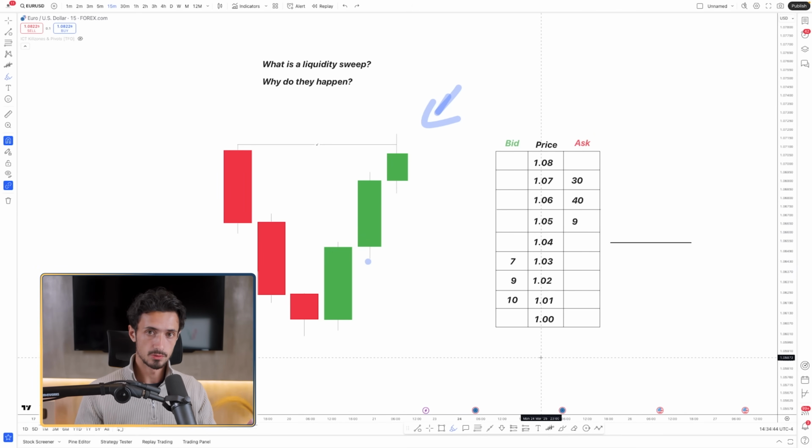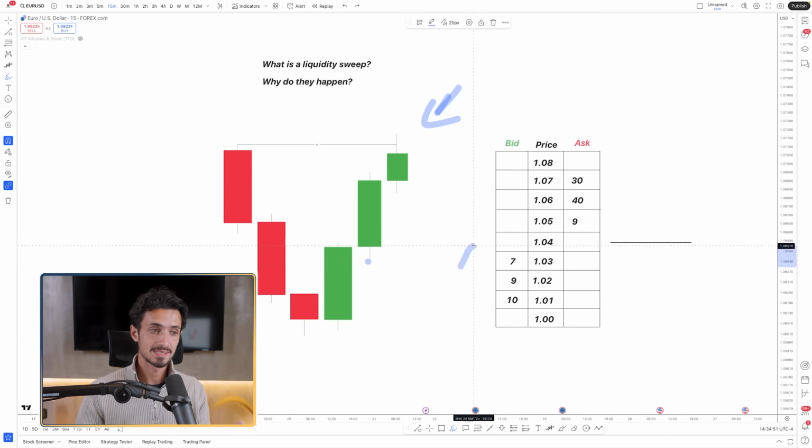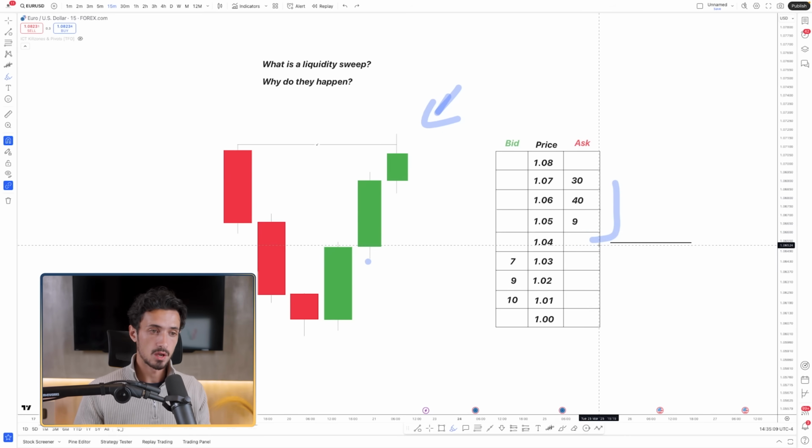The market is comprised of 2 sides: active and passive. You have active buyers and passive buyers. An active buyer is someone who will step in at the current market price and execute orders. They don't care about waiting for price to come back down to a certain level. They want to buy right now, and so they are willing to buy at a premium. Same for sellers. Active sellers are willing to sell at this specific price right now. They're not waiting for price to come back.